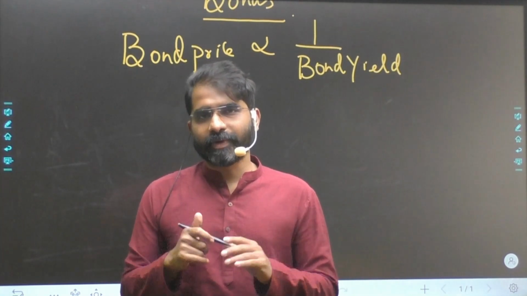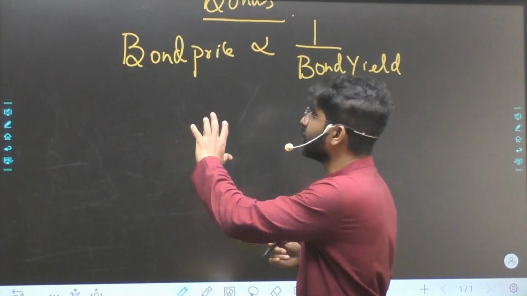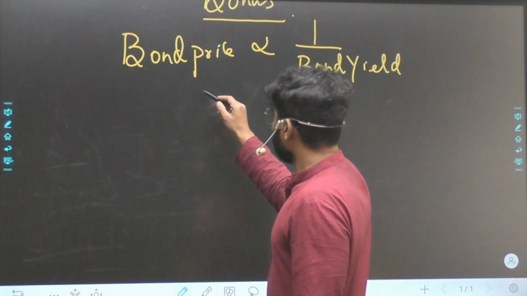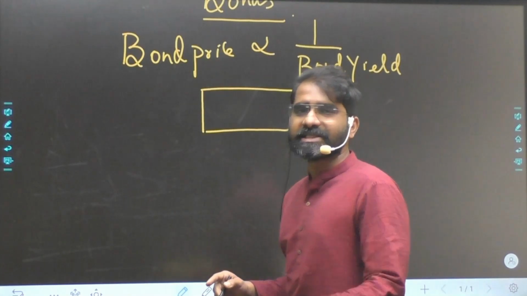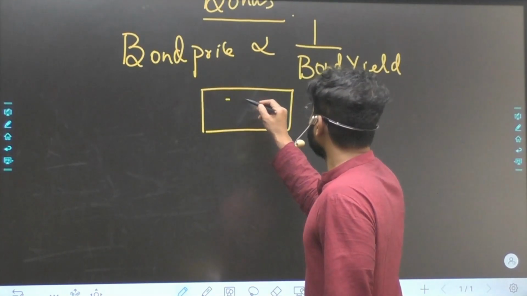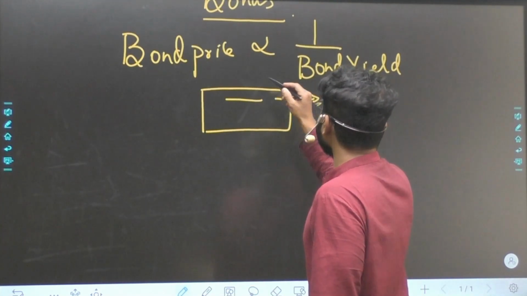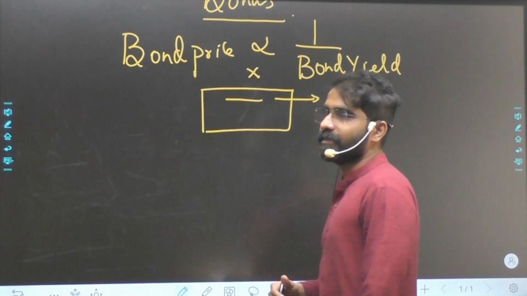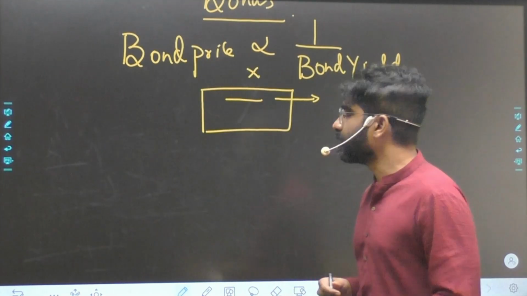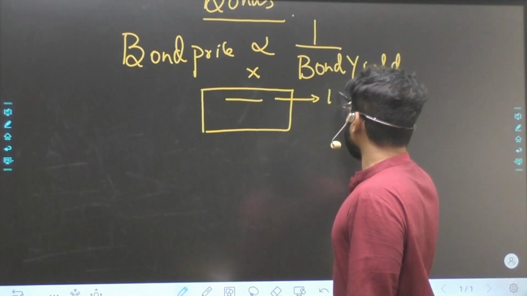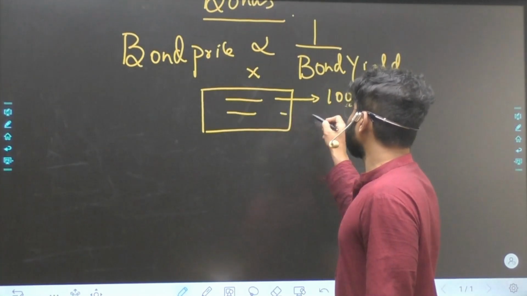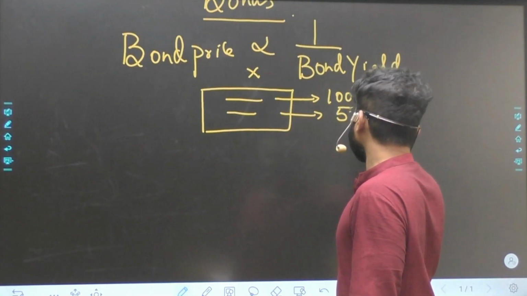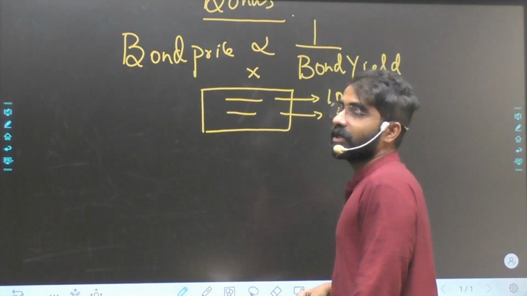So the simple way to understand this is through an example. First of all, when I use the word bond, bond is something like a paper which has some details on it. For example, a particular company X is issuing this bond. This X can be government, this X can be a corporate company. The price of the bond is 100 rupees. And the interest they are going to pay, the coupon rate, is 5 rupees. So this is called the coupon.